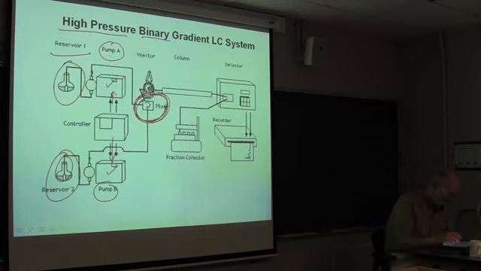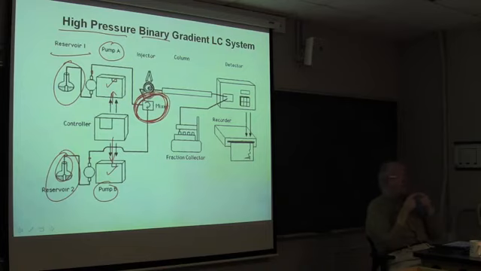You don't have that in an isocratic system. Solvent A, solvent B, they come together. They better be really well mixed. You don't want pulses of A, then pulses of B, pulses of A, pulses of B. That's a disaster. They have to be very well homogenized before they get into the injector and before they get into the column.